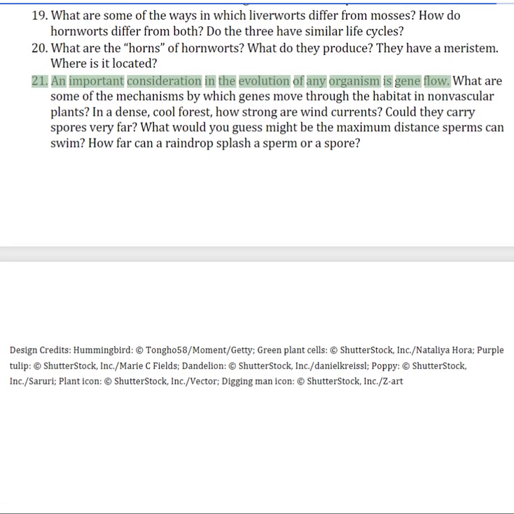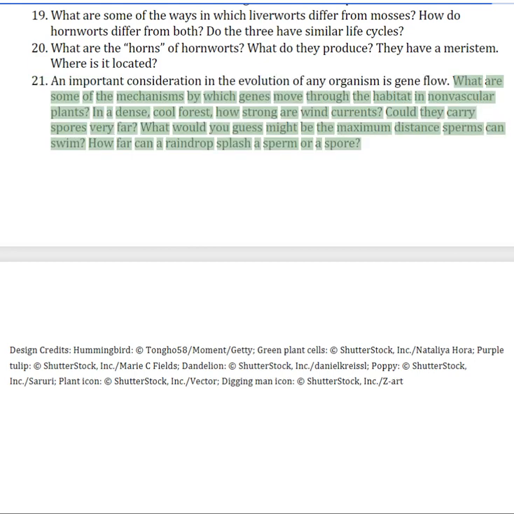An important consideration in the evolution of any organism is gene flow. What are some of the mechanisms by which genes move through the habitat in non-vascular plants? In a dense, cool forest, how strong are wind currents? Could they carry spores very far? What would you guess might be the maximum distance sperms can swim? How far can a raindrop splash a sperm or a spore?